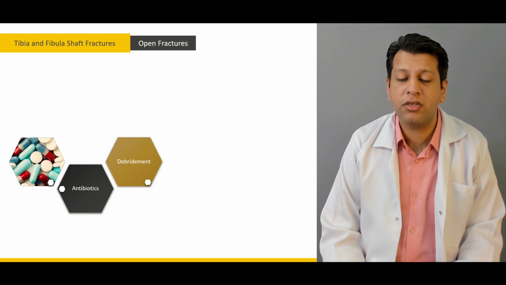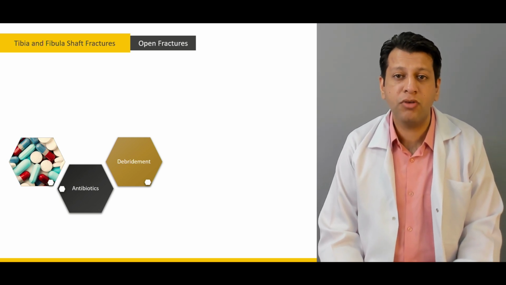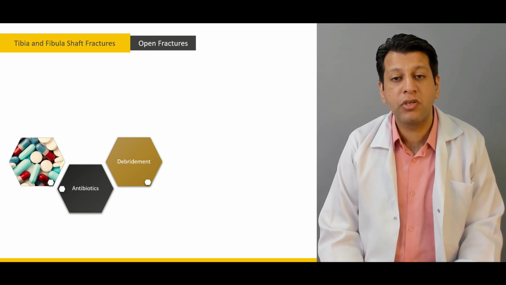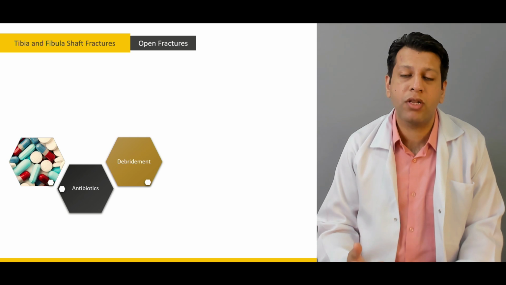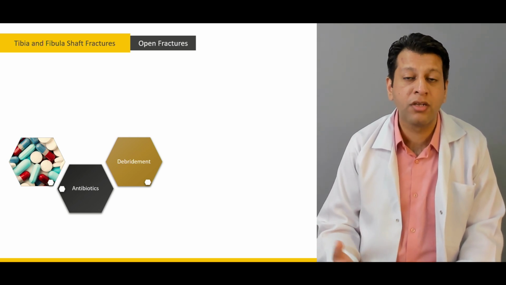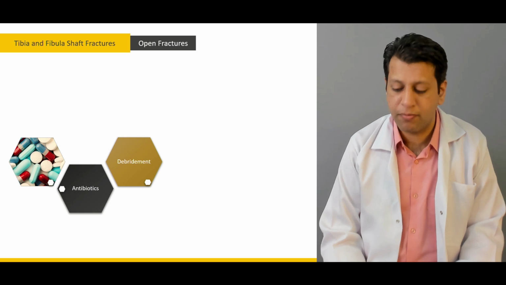Usually your first generation cephalosporins are enough. But if it's a type 3 injury, you may have to start aminoglycosides as well. And if the patient had a farm injury, where the patient was thrown into a farm, or had suffered an open trauma while working in some kind of a farm, then probably you need to start the penicillins as well.